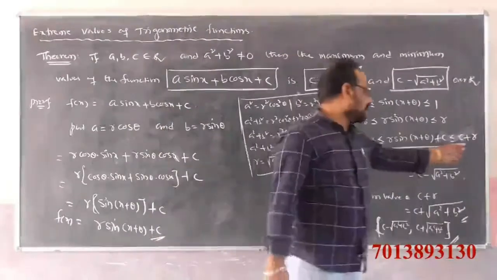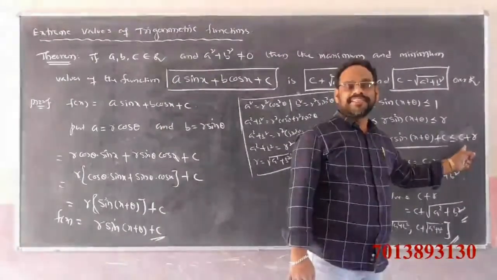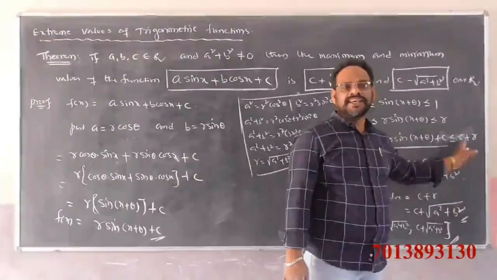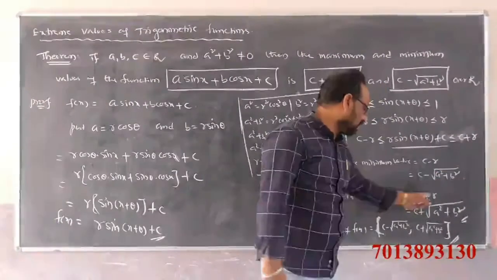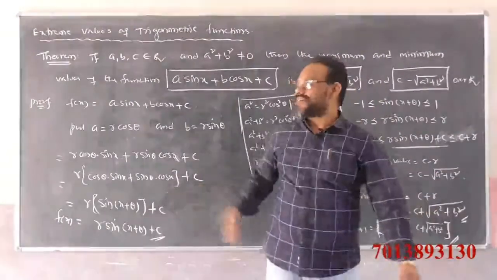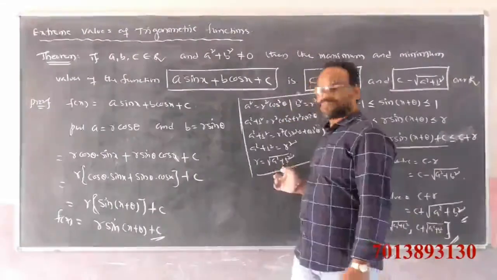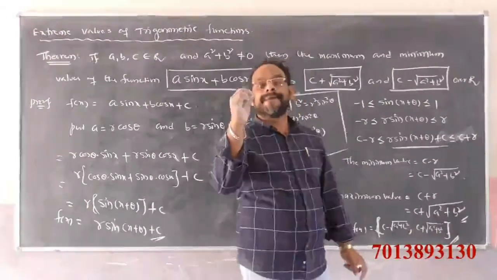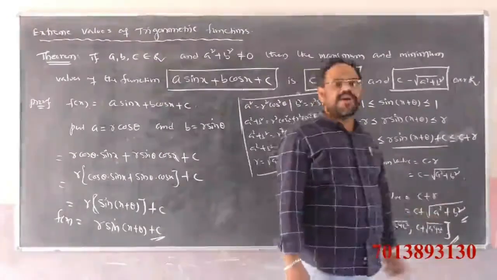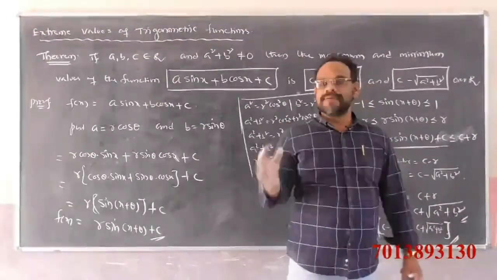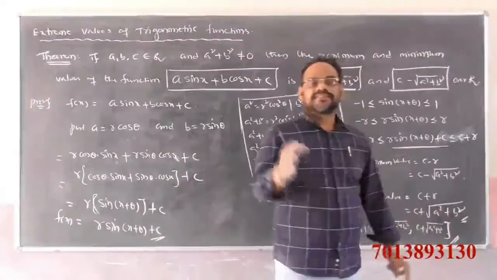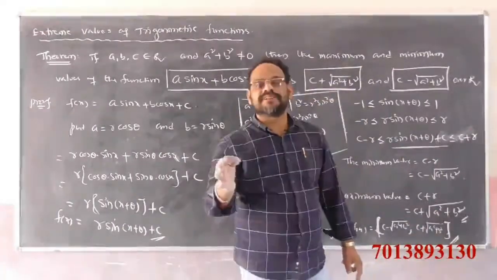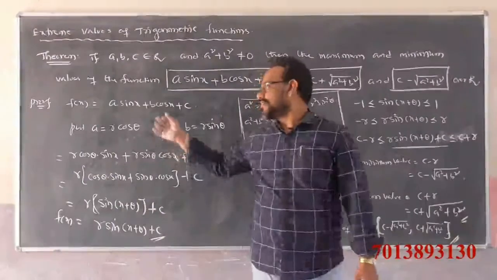What is the maximum value? Maximum value here is c plus r. So c plus r means, r value we already know is square root of a square plus b square. So c plus square root of a square plus b square is the maximum. So c minus square root of a square plus b square is the minimum value, and c plus square root of a square plus b square is the maximum value of this one.